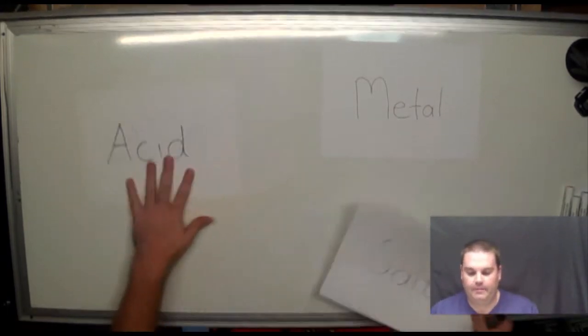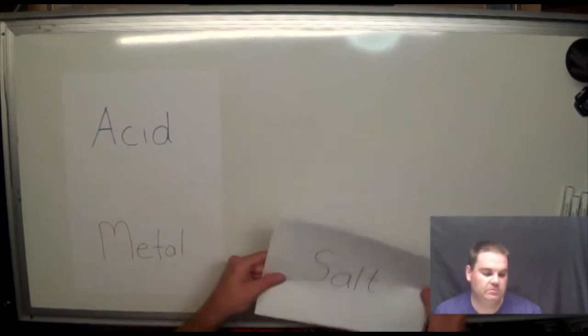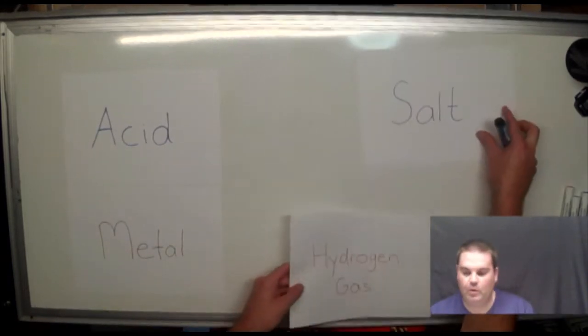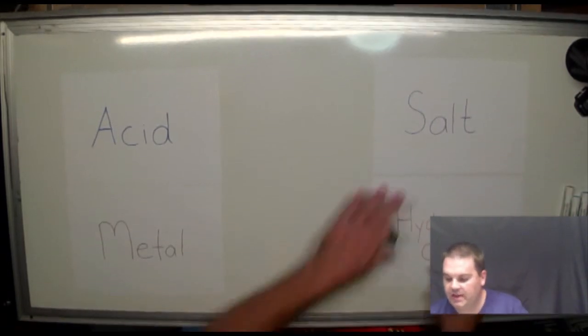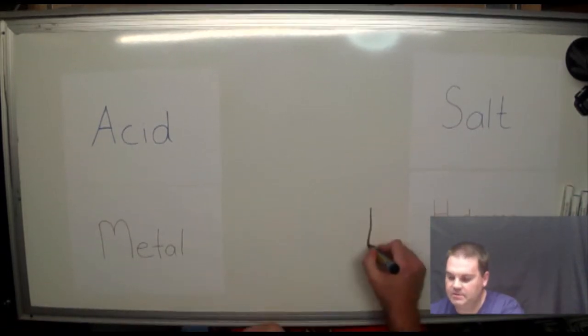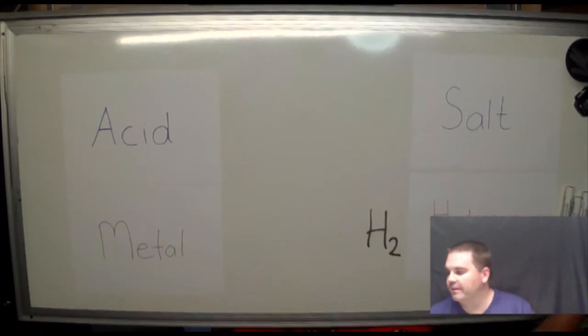So I'm going to have an acid and I'm going to have a metal. We'll have a look at the salt, and we've got to remember it's always hydrogen gas. Now remember, hydrogen gas is H2, so we're always going to have that.